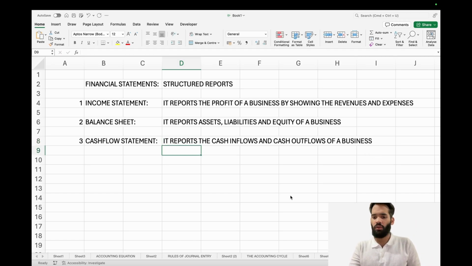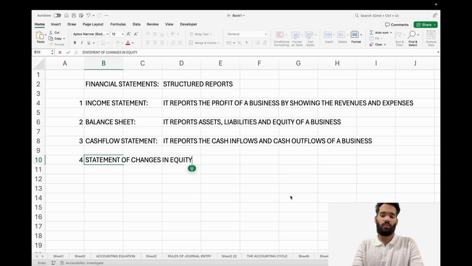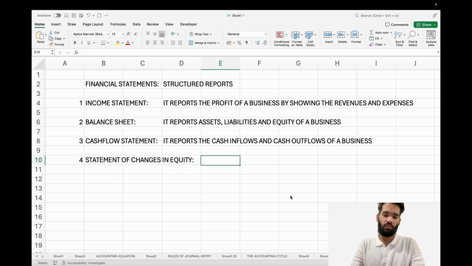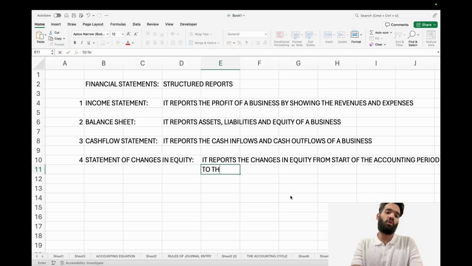So for now, let's go to the fourth financial statement, which is called the statement of retained earnings or statement of changes in equity. Let me use that one to be more thorough. Statement of changes in equity. So this one basically reports the changes in equity from the start of the accounting period to the end of the accounting period, or rather I should say until the end of the accounting period.